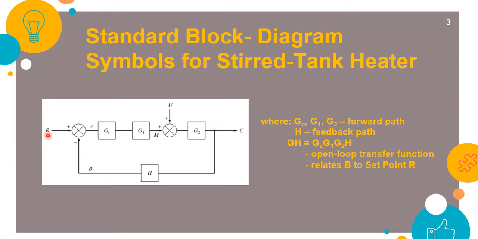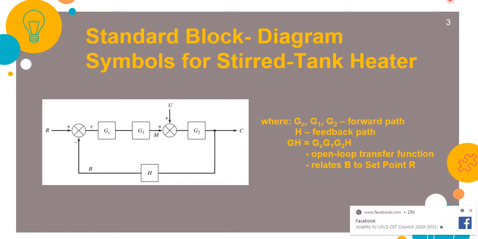And you have the error here, the difference, or how much the sensed value differs from the set value, which is R. Now, the G sub C, the G sub 1, and the G sub 2 are said to be, excuse me, the forward path transfer functions. We have only one transfer function that is on the feedback path, and that is for your sensing instrument. Now, if you will take the product of the transfer functions in the forward path and the only transfer function in the reverse path, or the feedback path, we will have what we call the open loop transfer function, consisting of the product of all four transfer functions.